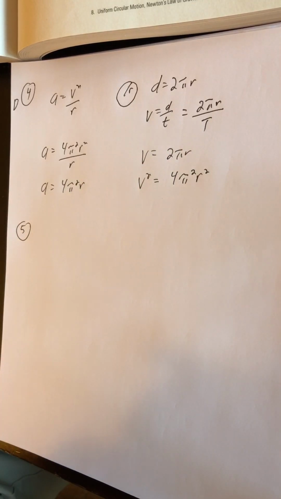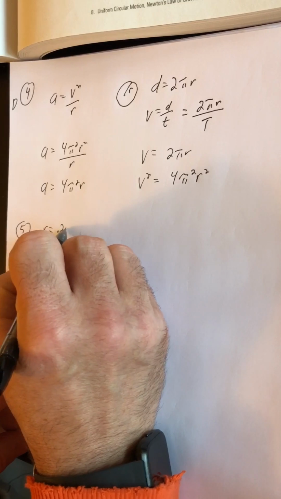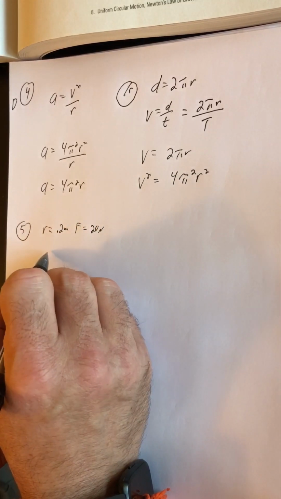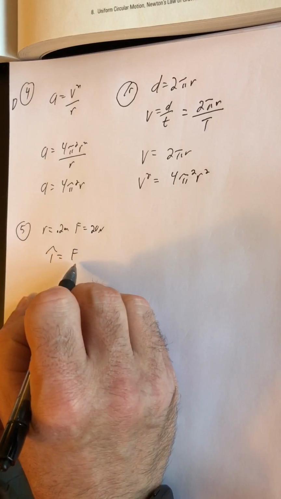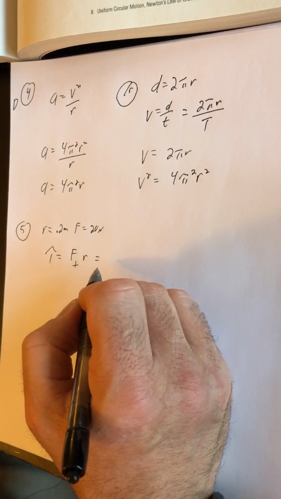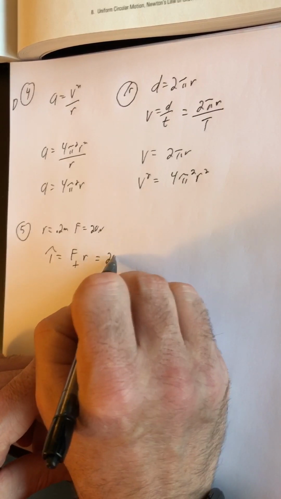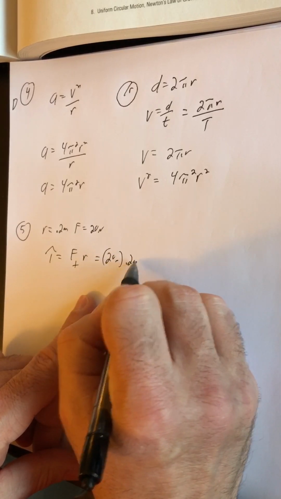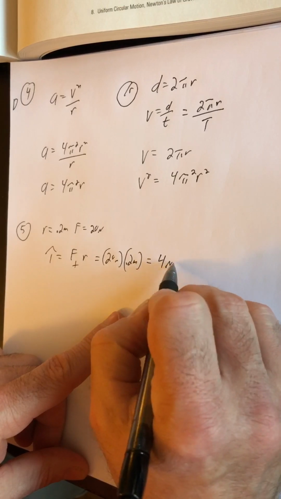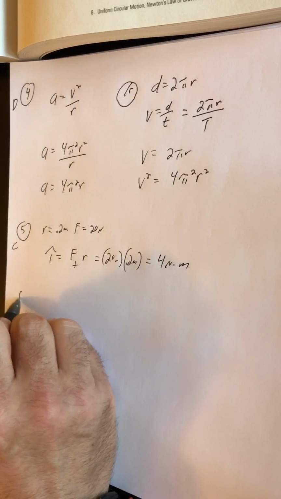In number 5, we have the wrench and the bolts. Pretty simple. The radius is 0.2 meters. The force is 20 newtons. So torque is the force that's perpendicular to the radius. You can tell from the picture that it's perpendicular already. So I just have 20 newtons times 0.2 meters. That's equal to 4 newton meters. So 5 is choice C.